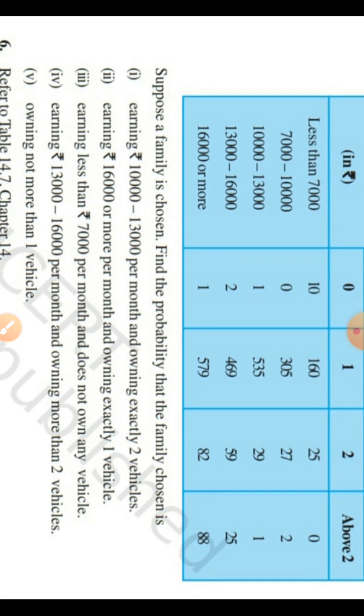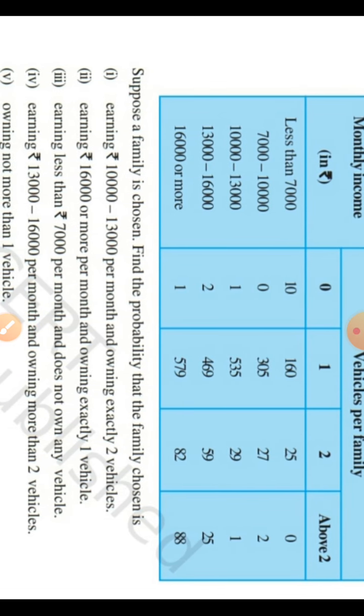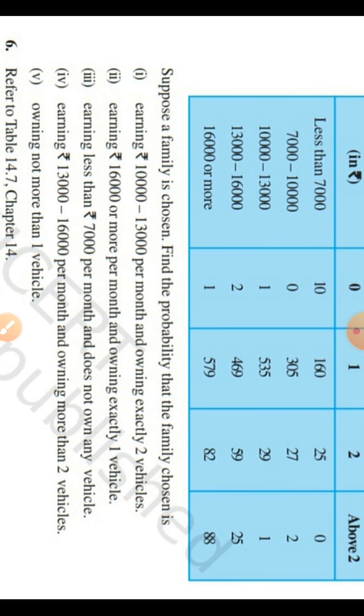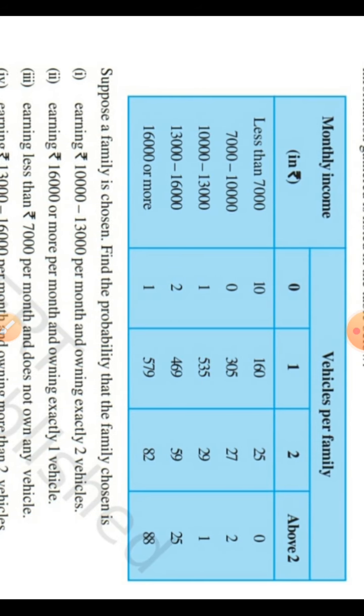And which columns? Rows, all. How many columns? The first column as well as the second column. Why? Because they are telling owning not more than one vehicle. Not more than one vehicle means either one vehicle or otherwise zero vehicles. So you have to make the total of the first whole column and the second whole column. And what will you get? The total of all these numbers will come in the numerator.